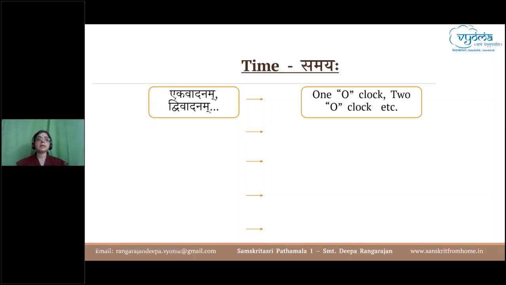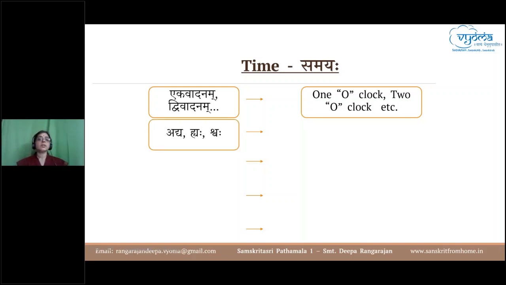But there are slight changes in the number words themselves. Ekam becomes Eka. Eka Vadanam is 1 o'clock. Dvi Vadanam. Dve becomes Dvi. Dvivadanam. Trivadanam. Chaturvadanam. Panchavadanam. Shatvadanam. Saptavadanam. Ashtavadanam. Navavadanam. Dashavadanam. Then we have 11 and 12 as well. Ekadasha Vadanam, Dvadasha Vadanam. Eka 1 plus 10 is Ekadasha, so it is 11. Dvadasha is 2 plus 10, which is 12. So when you add Vadanam, it indicates time.